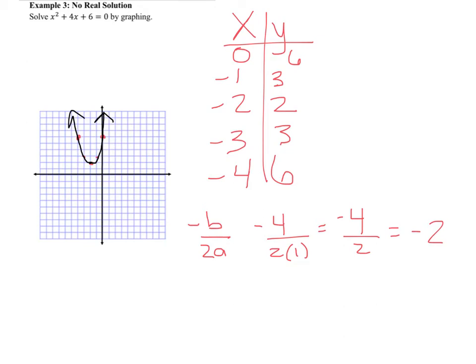So after graphing these, we can see that this actually is never going to hit our x-axis because the very lowest point is right here at negative 2, positive 2, and then we know that because it's going to be a parabola, it's going to go up in both directions and it's never going to come back down to hit this x-axis. So in this case, there's going to be no solution.